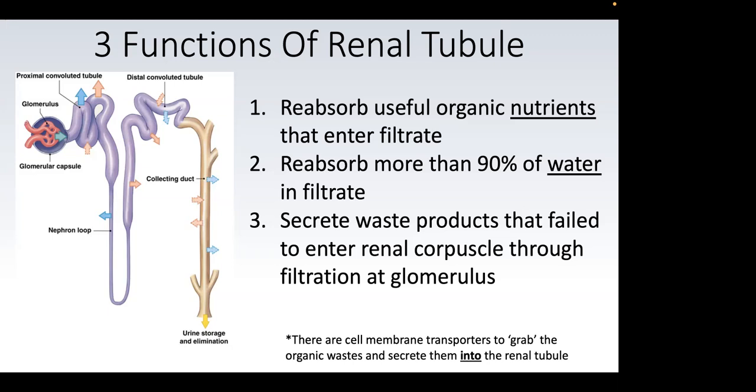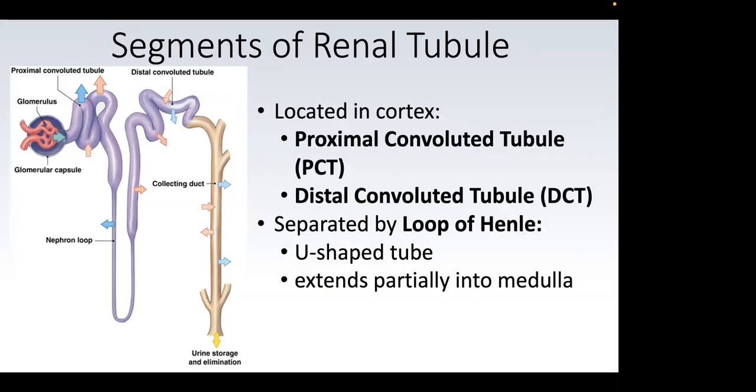The other function of the renal tubule is to secrete waste products that did not properly get filtered out at the renal corpuscle. A good example of this is medication or toxins. If you want to get it excreted through the urine and get it out of the body, you need to make sure that it enters the urine. So in secretion, these waste products get put into the renal tubule, pushed out of the peritubular capillaries so that these waste products can become a part of the urine.